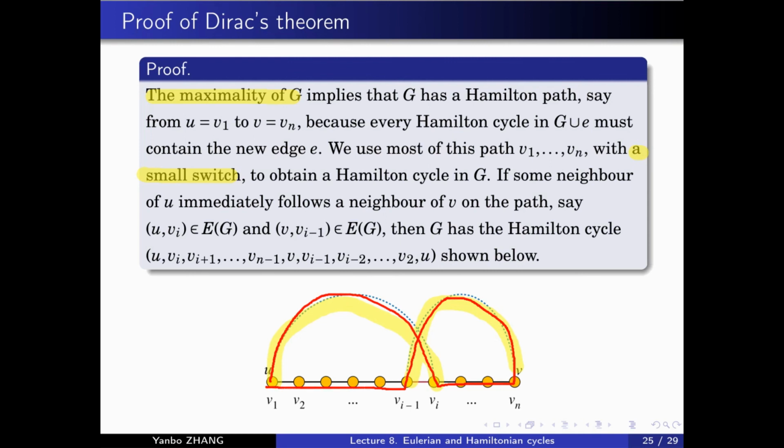Our proof is done. The next question is how to find two such edges. Because the minimum degree of G is n over 2, and this is a Hamilton path, we see that u has many neighbors on the path, and v has many neighbors on the path. So we can find a neighbor of u that immediately follows a neighbor of v.